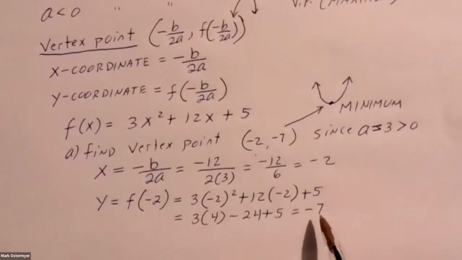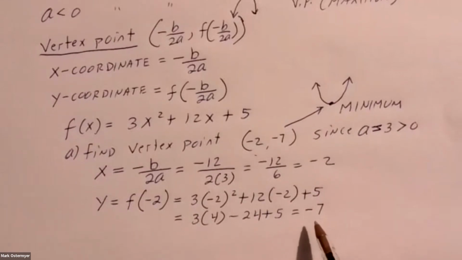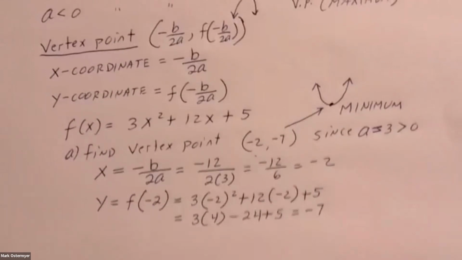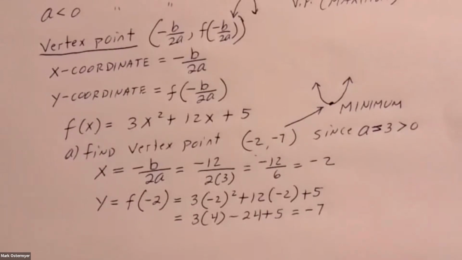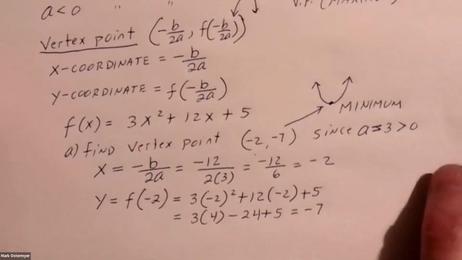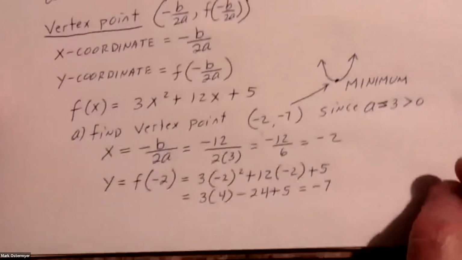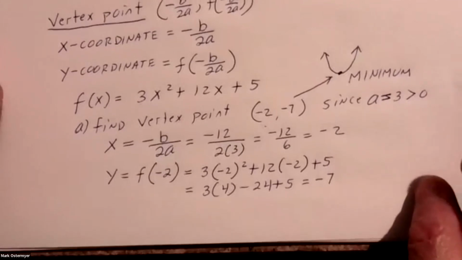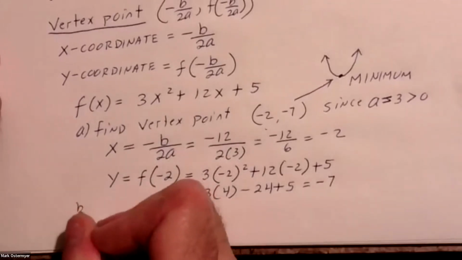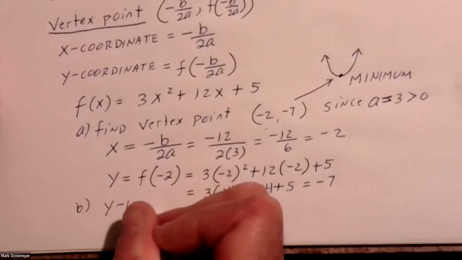Okay. So that's the vertex point. Now, to better assist our ability to graph this function, we might want to find any intercepts that this thing might have. So the next thing we want to do is try to find a y-intercept.